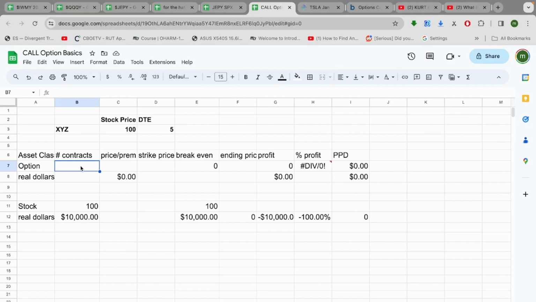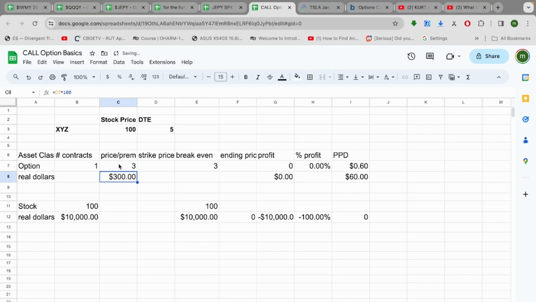All right, let's talk first about contracts. We're just going to use one contract. One options contract equals 100 shares of stock. Everything in options, the price and everything, is in hundreds. I'll show you more about that in a second. So we're going to say that this option costs $3 that we're buying. So that's called the price or the premium.